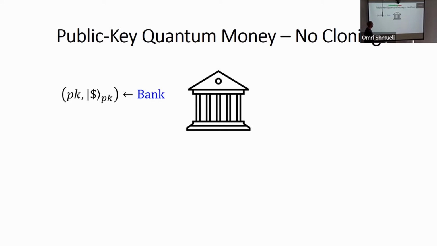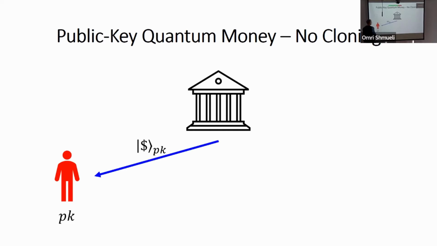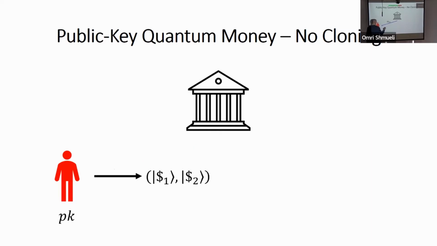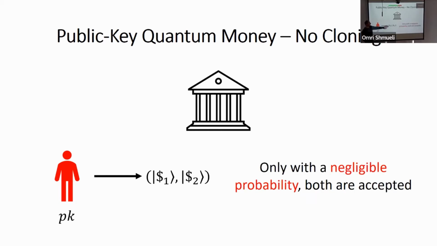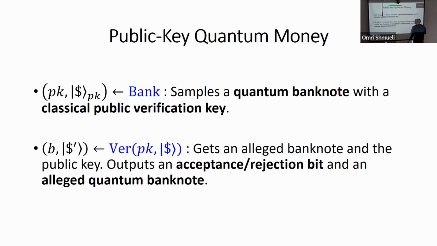Security, which we call no cloning, says that, again, if the bank executes honestly and then sends a single copy to one possibly malicious user, then if any quantum polynomial time user in the system tries to get one copy and output two copies, such that both of these copies pass the public verification, this happens only with a negligible probability. So you cannot clone, the money keeps its value. So this is the definition.